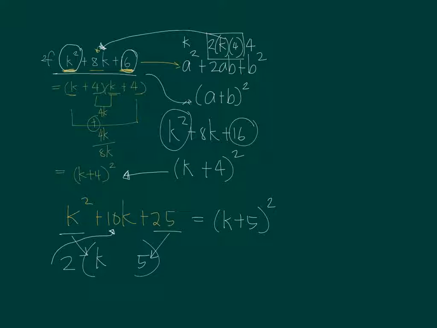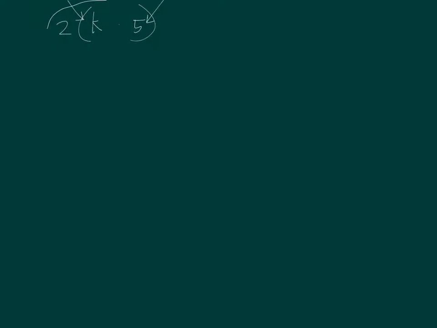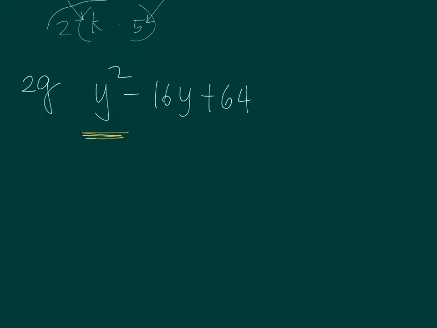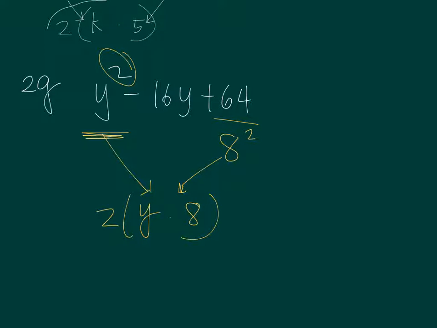Let's take a look at letter G. Maybe this number 2G is somehow connected to 2F. In 2G, you have y squared minus 16y plus 64. So if you're familiar with the perfect square numbers, for the y squared, definitely that's a perfect square because of the 2. 64 is a perfect square coming from 8 squared. And following the same idea from 2f, the square root of y squared is y, the square root of 64 is 8. And if I double this, it is equal to 16y, which is actually the middle term.